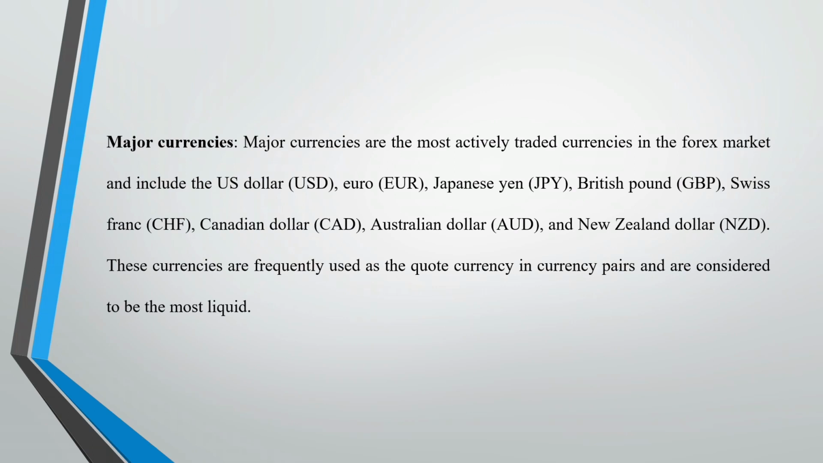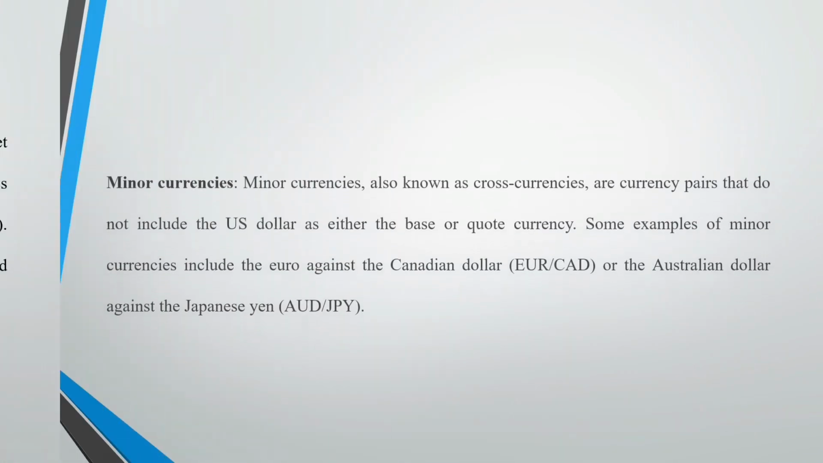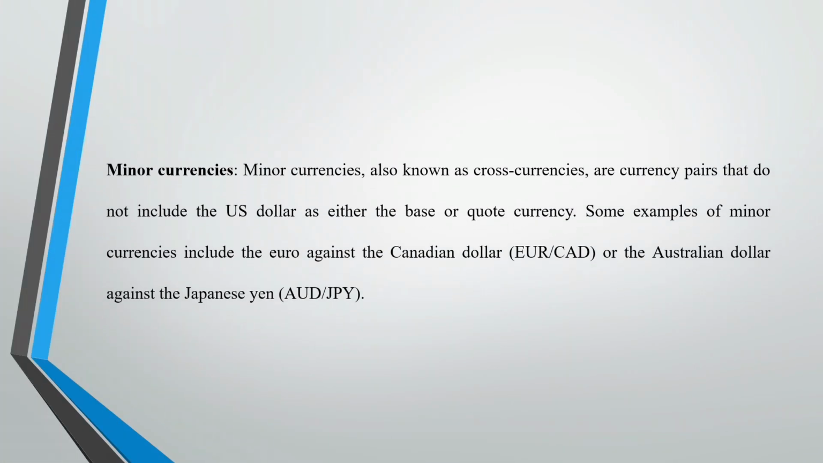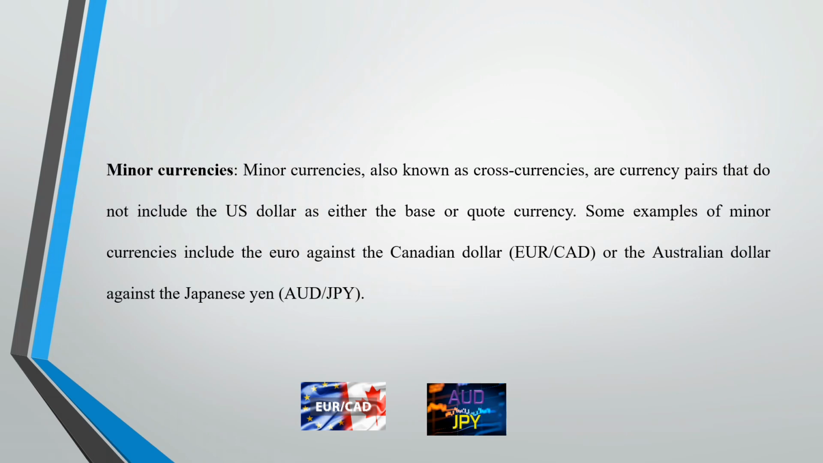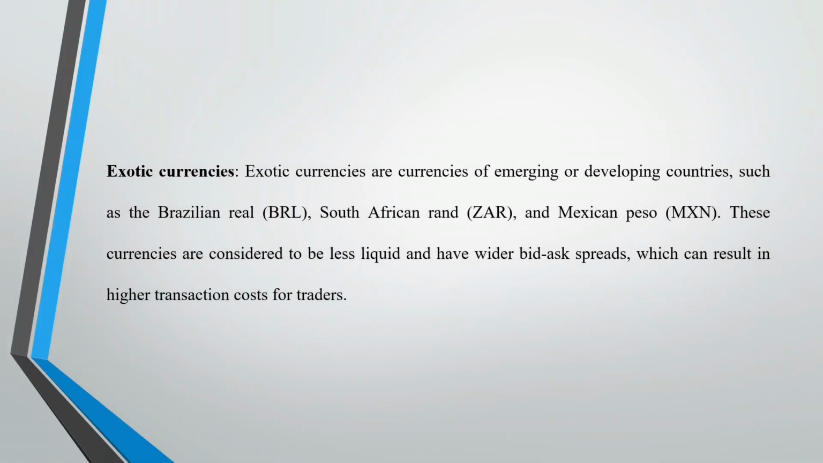Minor currencies. Minor currencies, also known as cross currencies, are currency pairs that do not include the US dollar as either the base or quote currency. Some examples of minor currencies include the euro against the Canadian dollar, EUR/CAD, or the Australian dollar against the Japanese yen, AUD/JPY. Exotic currencies.